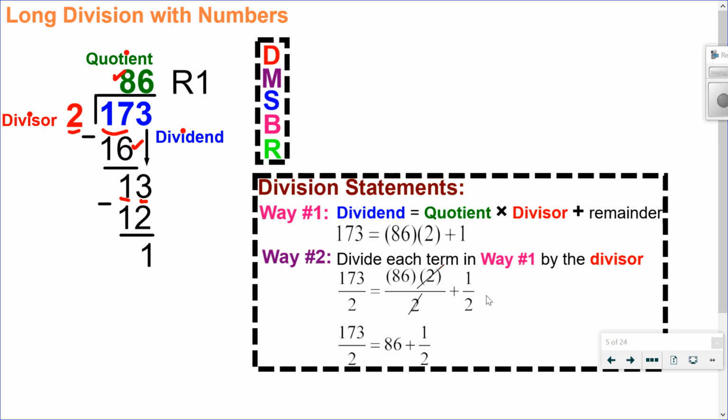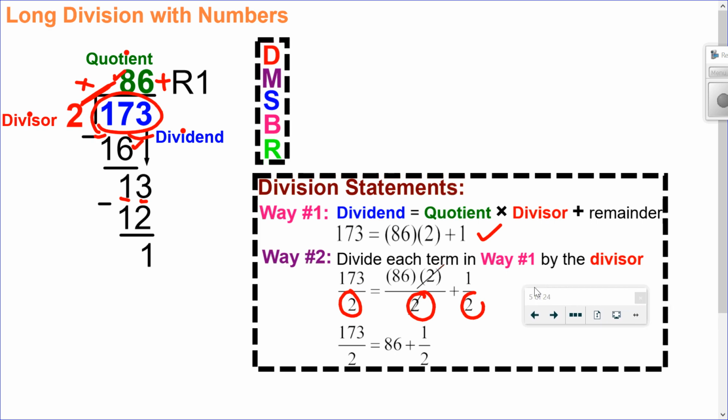In ways of writing a division statement, the first way is I can take my dividend, 173, and that will be equal to my divisor multiplied by my quotient, added on my remainder. This is the way that I think most of us think of a division statement. 173 is 86 times 2 plus a remainder of 1. However, another way of writing it is just by dividing each of the terms by the divisor. If I divide everything by 2, canceling there, I end up that 173 over 2 is the same as 86 plus 1 out of 2. I want you to write it both ways so that we're familiar with both.